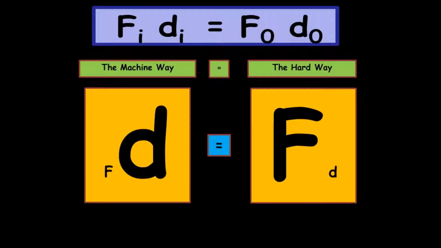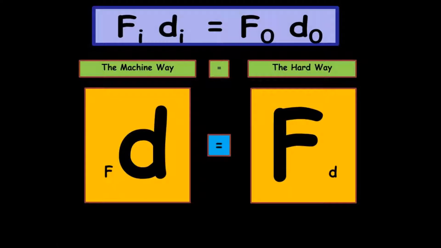So, the hard way or the easy way. The hard way is doing it yourself, lifting it straight up. The easy way is using a machine. Everybody always thinks that it's less work using a machine. Well, it's the same amount of work. Matter of fact, it's more than the same amount of work because of frictional forces involved.